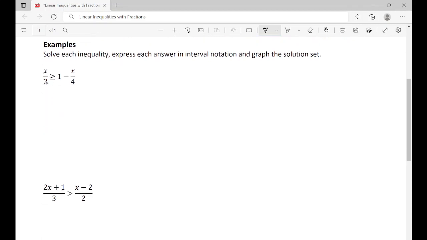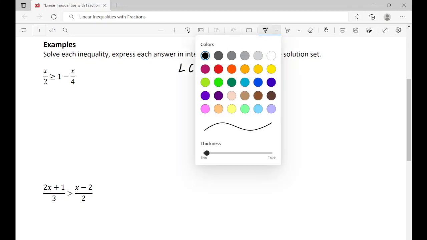So first, we're going to solve the inequality x over 2 is greater than or equal to 1 minus x over 4. Now, I am no fan of fractions, and I typically like to get rid of them if possible. So when you have fractions, we want to use our LCD to get rid of them. And the LCD between 2 and 4 is going to be 4.